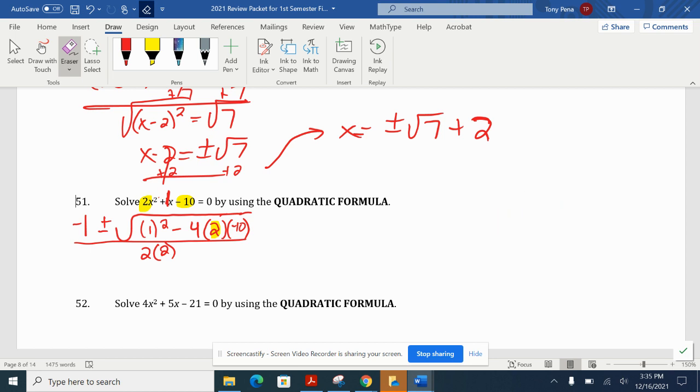Let me erase this so I can have some space. So this would now be negative 1 plus minus the square root of 1 squared, which is 1. Here's where we want to be careful. This is the most common spot where people are going to miss this. I'm multiplying all of these together. So I have a negative 4 and a 2. So the negative 4 and 2 make a negative 8. But then this negative 8 needs to get multiplied by that negative 10, which then should give us a positive 80, so 81 under the root. And then the denominator, a 2 times a 2 is 4.